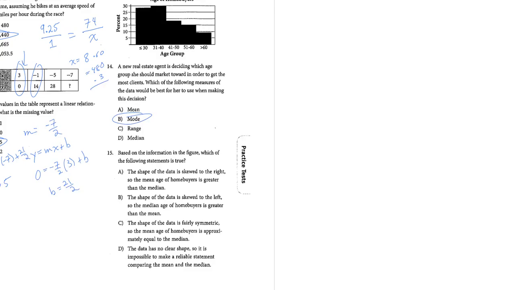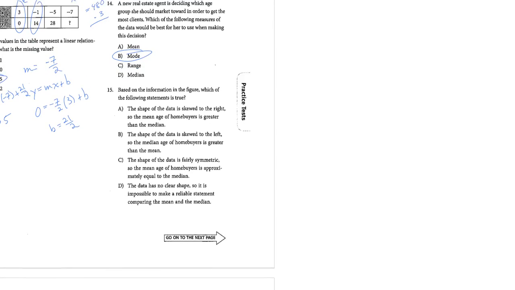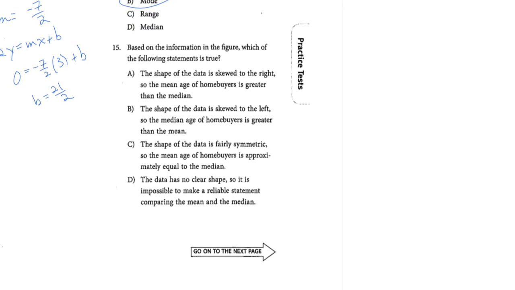In this case here, we can go ahead and say for 15, if we read through our answers, let's start at the bottom. The data has no clear shape. Well, it definitely does, right? So it is impossible, we can make some conclusions from this. Next, the shape of the data is fairly symmetric. Symmetric means it has a nice hill shape to it. It definitely does not, right?